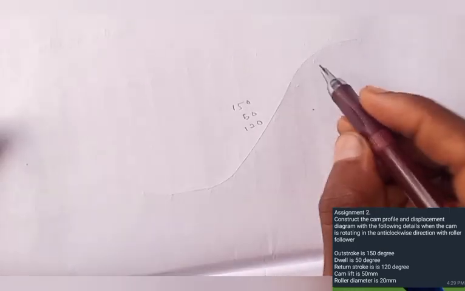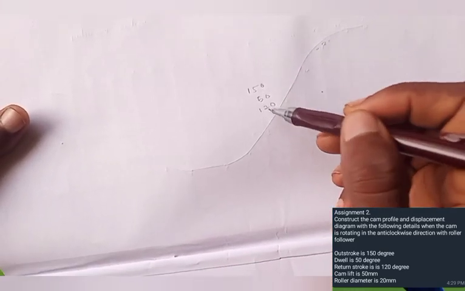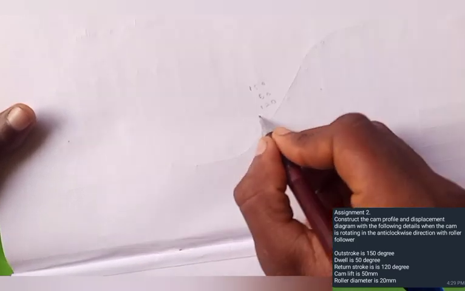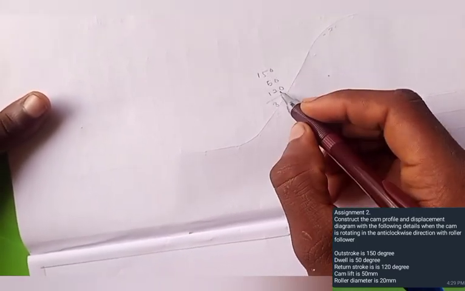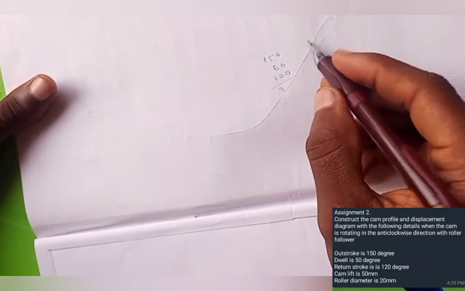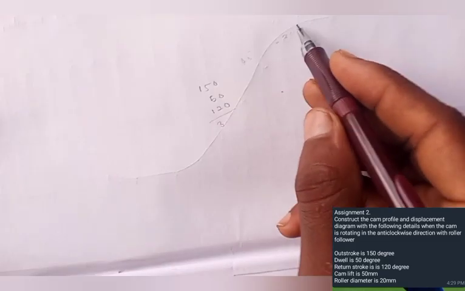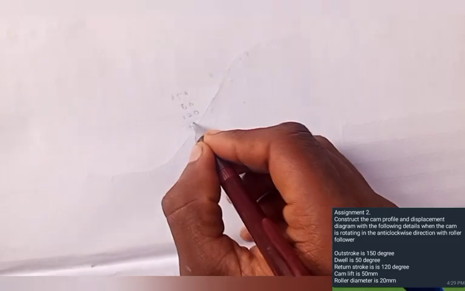And you know that a circle at a point makes up 360 degree. So if you sum up these digits together, we're going to have 150 plus 50, 200 plus 120, that is 320. So we are left with 40 degree to make it up to 360 degree. So our remaining dwell is going to be 40 degree.